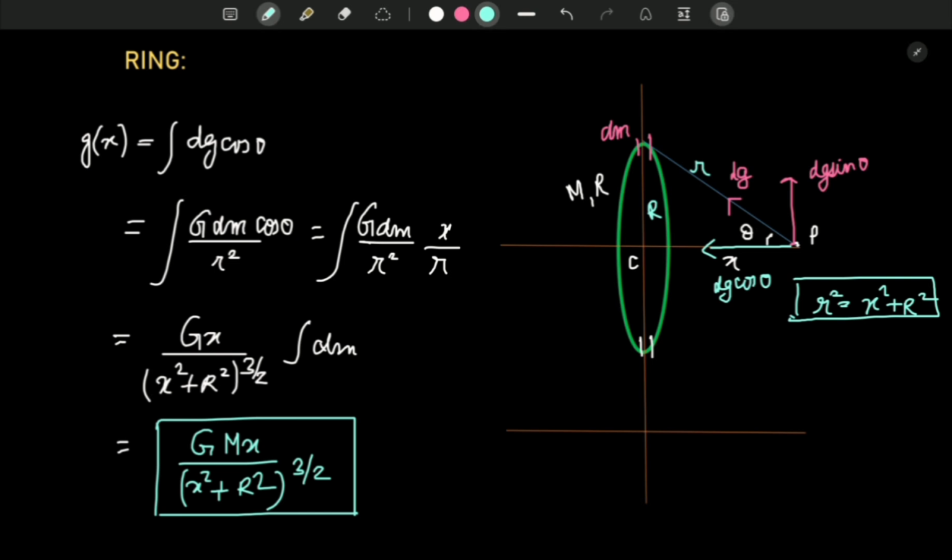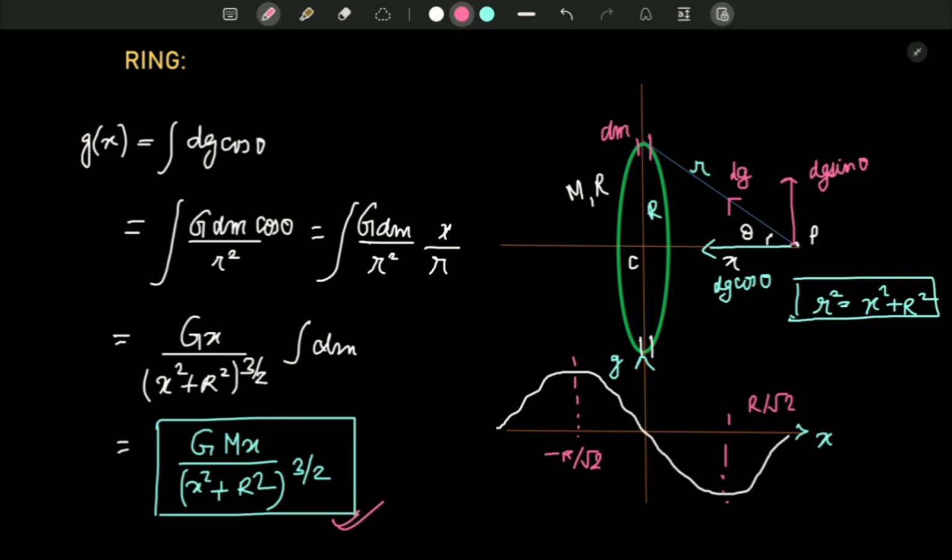Now if we try to replot this in a graph, suppose this is the x-axis, and this denotes the field strength. So the graph will be like this, with peaks at minus R by root 2 and R by root 2. You can easily differentiate this function and equate it to 0 to find the points where maxima and minima will occur. So this will be the graph. So this will be the gravitational field strength for a ring.